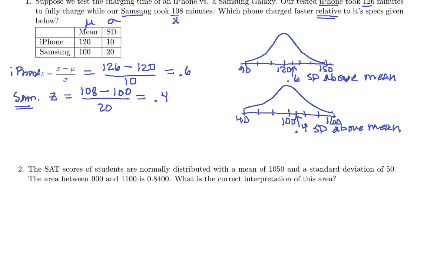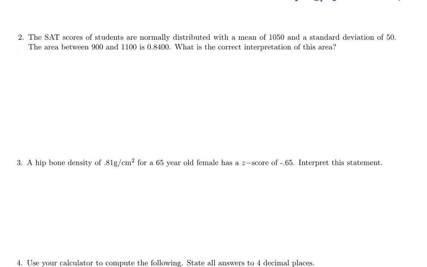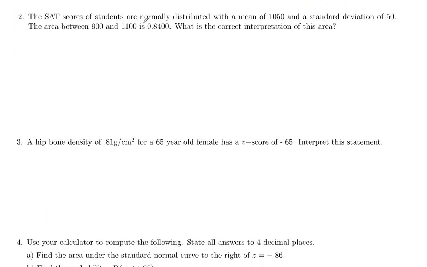All right, next up here. SAT scores of students are normally distributed, with a mean of 1,050 and a standard deviation of 50. The area between 900 and 1100 is 0.84. What is the interpretation of this area? When you interpret a normal distribution, it's either the probability that a randomly selected individual data value is between the cutoffs they give you, or the proportion of the total data.